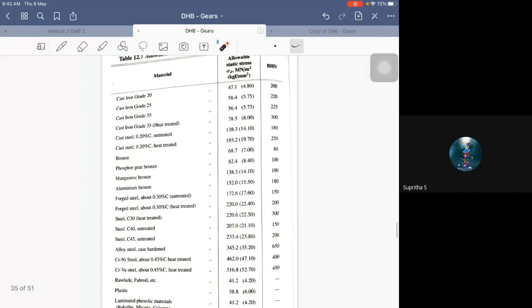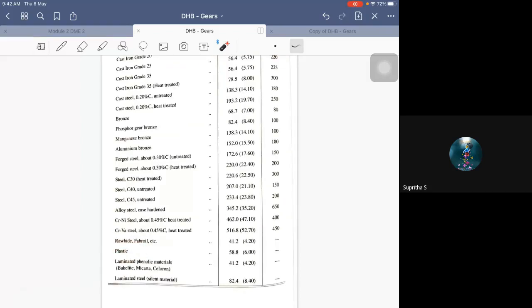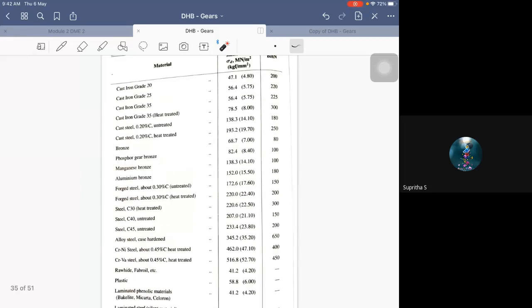That said, if you take a plastic for your gear material, you'll be awarded 0 for that. You have to think before you do something. Don't go unnecessarily for something like manganese bronze or phosphor gear bronze. All these materials are used in a worm gear. When we come to worm gears, you'll get to know all these bronze materials are used there. For a spur gear material, always go for a steel, most probably untreated.